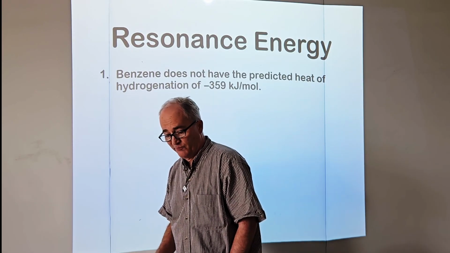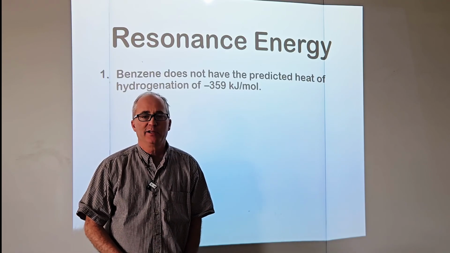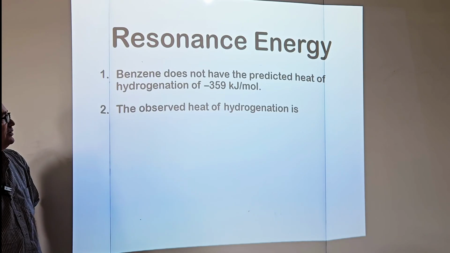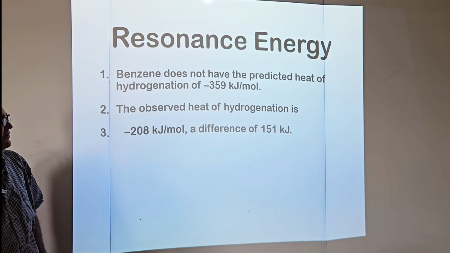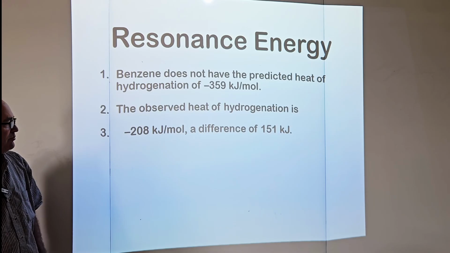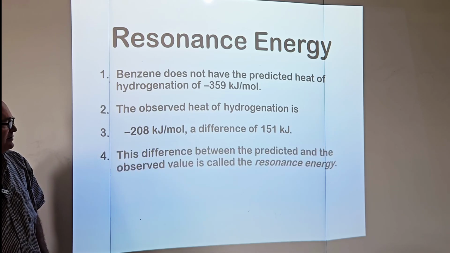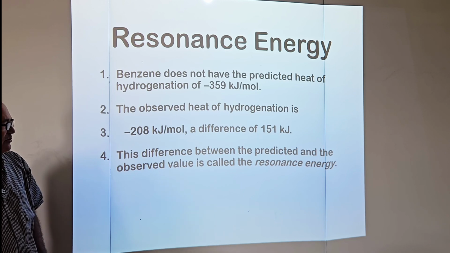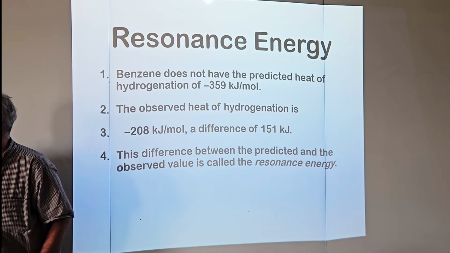Benzene does not have the predicted heat of hydrogenation. So we just saw from the last chapter, Zaitsev's rule and conjugated double bonds can lower heat of hydrogenation. The observed heat of hydrogenation is negative 208 kilojoules per mole, and that's a difference of 151 kilojoules. This difference between the predicted and the observed value we call resonance energy.